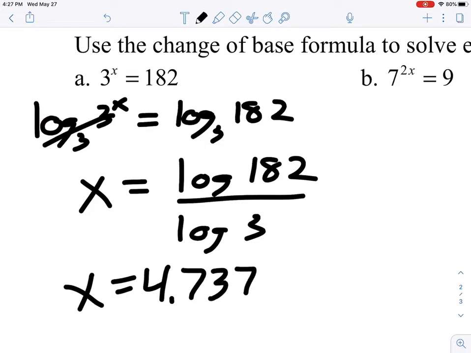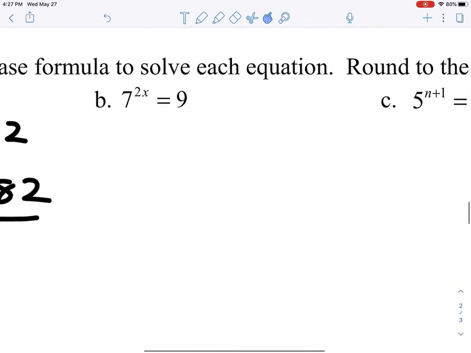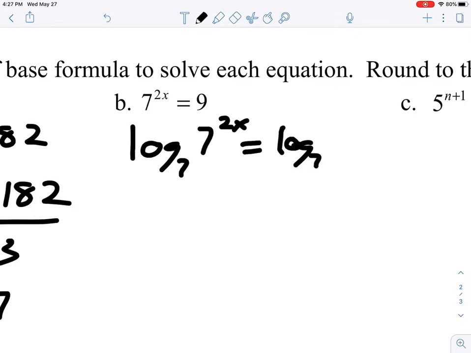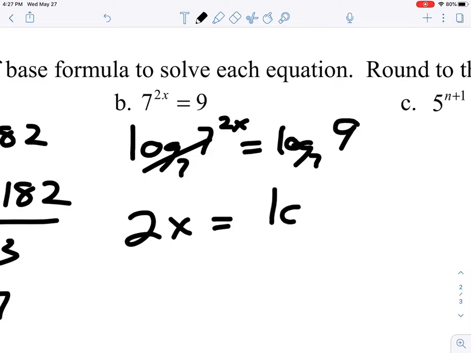Good? Okay, let's do it a couple more times. What do I bring in here? Very good, log base 7. Log base 7 of 7 to the 2x equals log base 7 of 9. These cancel. I just get 2x equals, now I use change of base, log of 9 over log of 7.